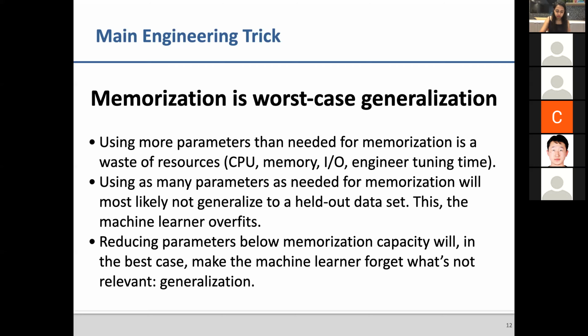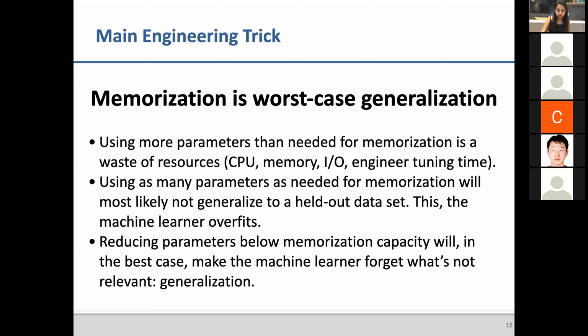And that's basically what I'm saying. We should be smarter, right? Because only when they're smarter, we can start to generalize. So the main engineering trick is that using as many parameters as needed for memorization will not generalize. It will not go to the held-out data set because I basically have a lookup table. This is the machine learner overfitting.